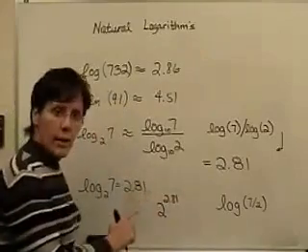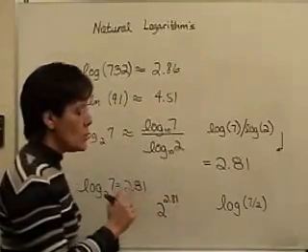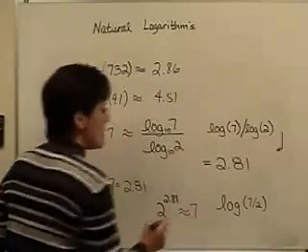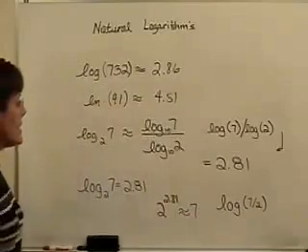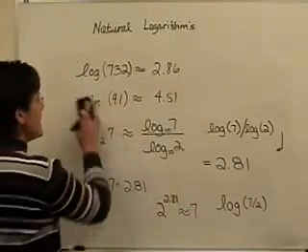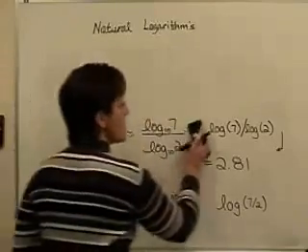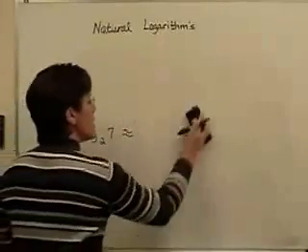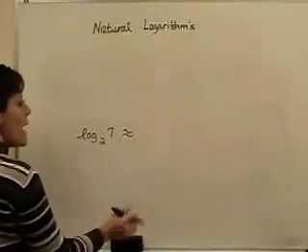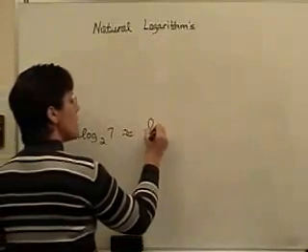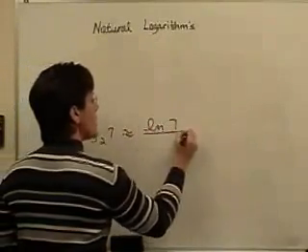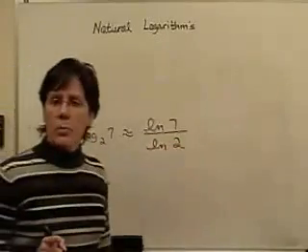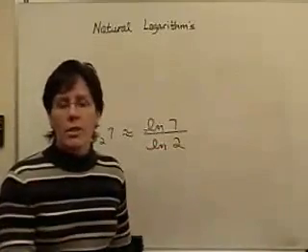So 2 caret on your calculator, 2.81, hit enter, and you should get approximately the number 7. Now, I didn't have to use common logarithms for this very problem. I could have chosen to use natural logarithms. I could have taken the natural log of 7 divided by the natural log of 2, because the change of base formula says use whatever base you'd like.